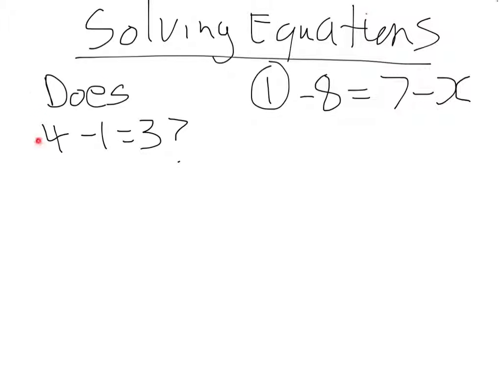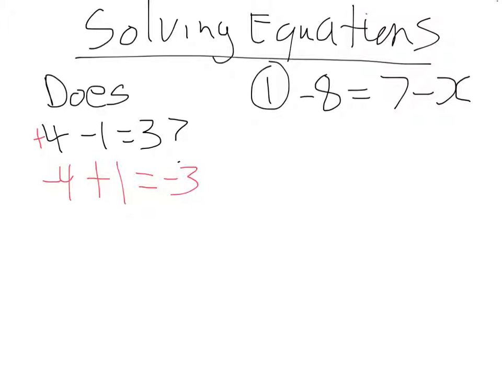So I think we're okay with this one, right? Does 4 minus 1 equal 3? I think so. So what we want to do is change all the signs on that and see if it's still true. What about negative 4 plus 1 equals negative 3? In other words, I took the positive there and made it negative. I took the negative there and made it positive. And I took that 3, which is positive, and made it negative.